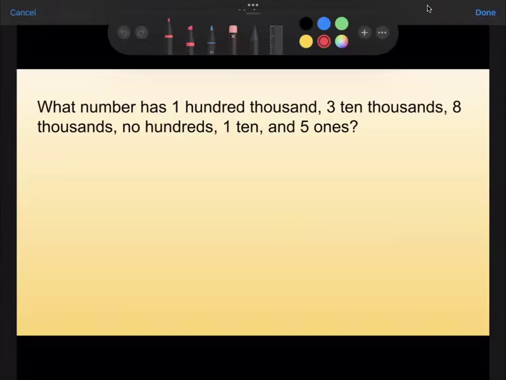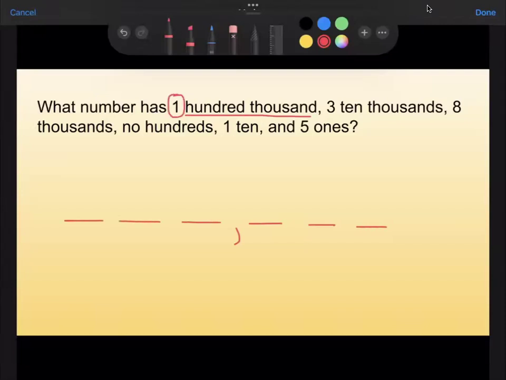Okay, here's our next one. What number has 100,000, 3 10,000s, 8,000s, no hundreds, 1 ten, and 5 ones? Okay, to solve this, I'm going to do the same thing I did last time. I'm going to find my biggest place value that they name, which in this case would be the 100,000s. So I'm going to create a number that has enough spaces that it would go to the 100,000s place. So I do ones, tens, hundreds, comma, thousands, 10,000s, 100,000s.